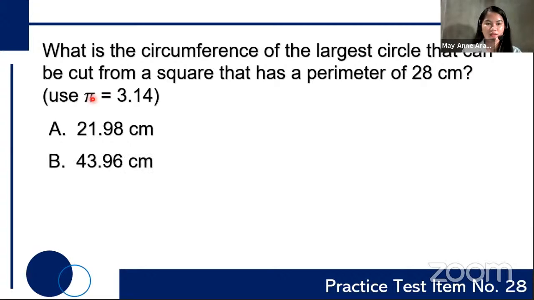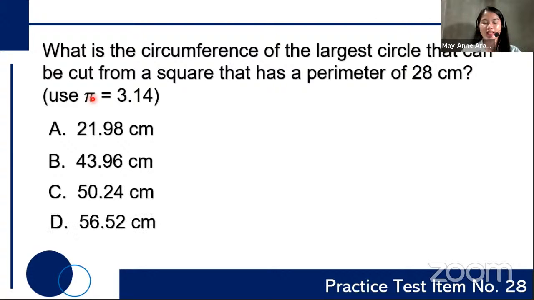A is equal to 21.98 centimeters. B, 43.96 centimeters. C, 50.24 centimeters. And last, 56.52 centimeters. Okay, the best way to solve that is to illustrate the problem. Mag-drawing muna kayo. Then from that, madedetermine niya kung paano siya isosolve.